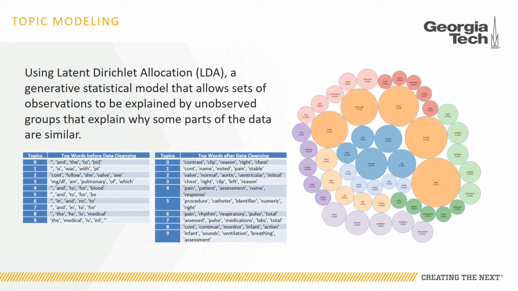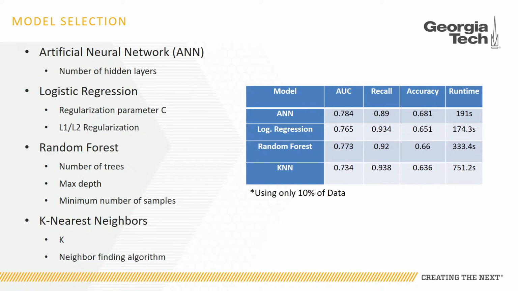For topic 2, we know it is dealing with the human heart because of the words aortic, ventricular, valve. Topic 9 seems to indicate infants and their respiratory system. The data visualization on the right shows a different representation of the tabular data. The bigger the circle, the higher the probability that the word belongs to that given topic.